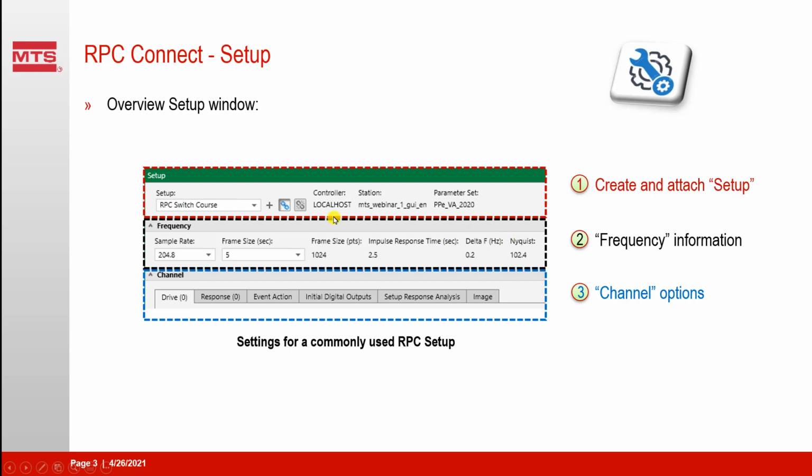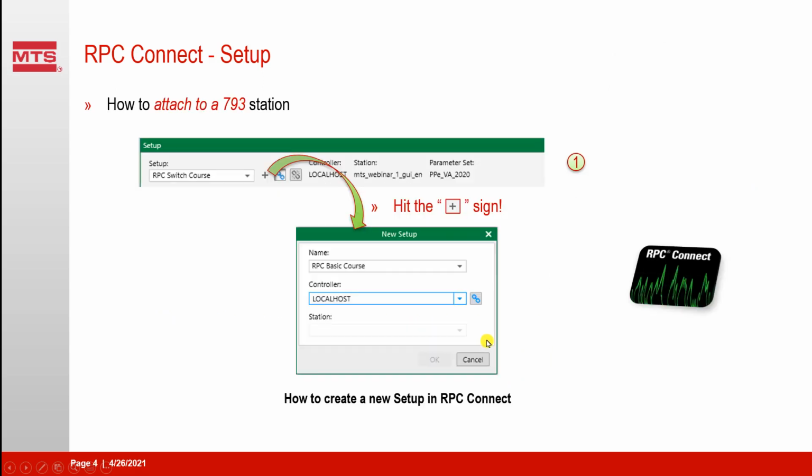Here's the frequency part. The frequency information will be shown to you, like the sample rate, frame size in seconds, and so on. The Nyquist, which is all important for our setup, of course. And down below, you will see different tabs here for our drive, response, channels. Here, our event actions, the initial digital output stage, the setup response analysis process, which is used for the computed channels. And you can even set an image for your setup. So today we are going to concentrate only on the drive and response nodes here, and I want to show how to use the drag and drop feature.